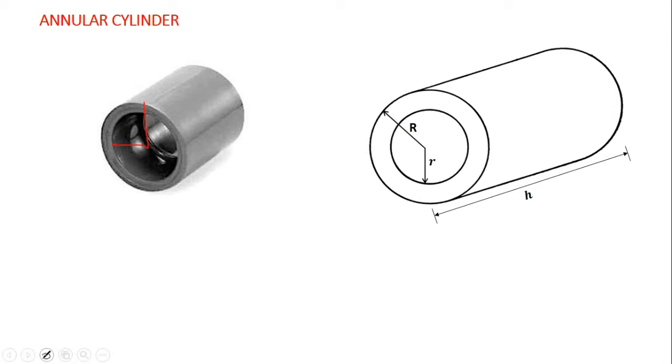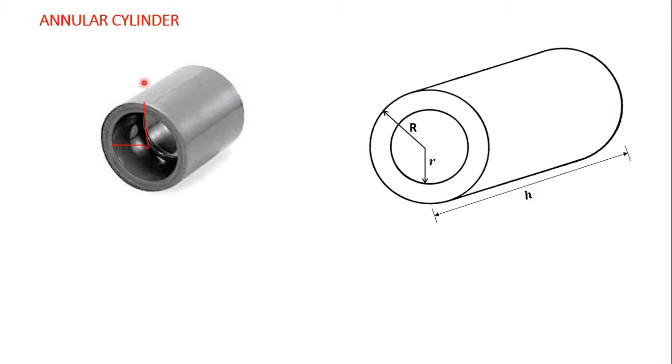A typical example of an annular cylinder is a pipe. So if you have a pipe, you can see that it looks like the picture that we have here. The distance from the center here to the inner cylinder is called the internal radius, represented by a small r, and the distance from the center to the outer cylinder is called the external radius, represented by big R. The distance from the top to the bottom of the cylinder is h, that is the height of the cylinder.